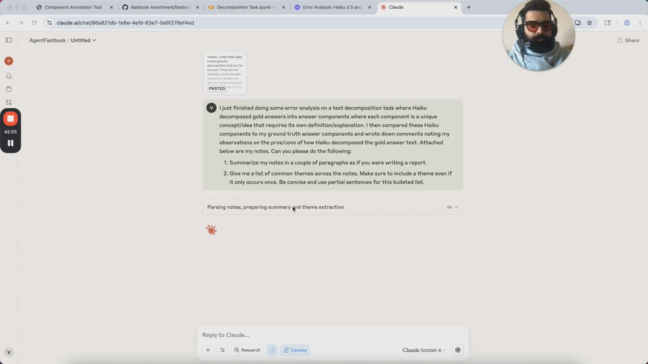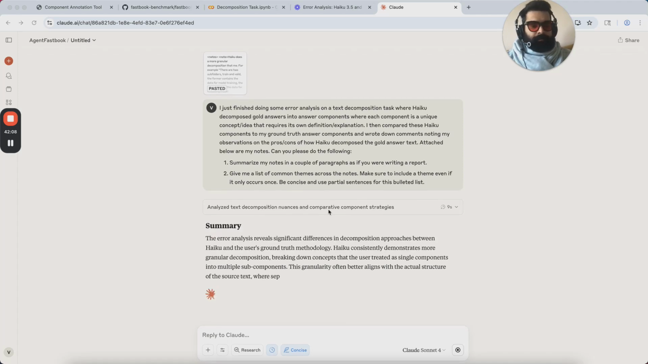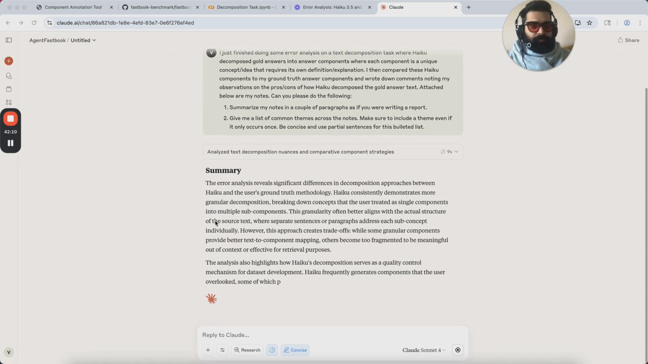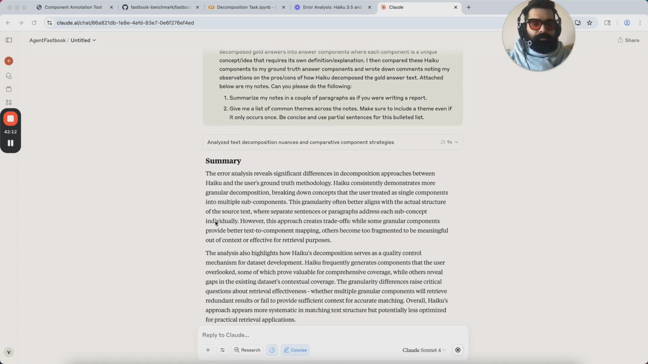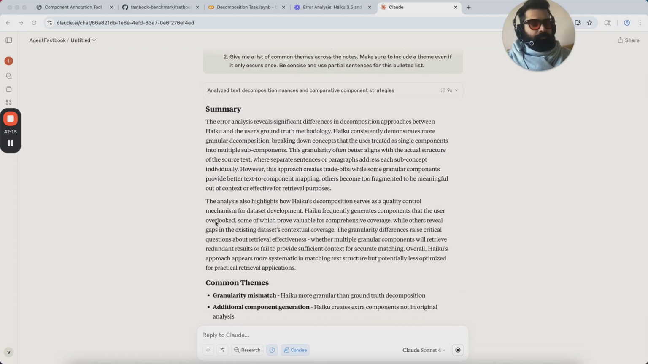Parsing, theme extraction. Okay. Error analysis reveals significant differences in decomposition approaches between Haiku and the user's ground truth methodology. Haiku consistently demonstrates more granular decomposition. That makes sense. Often better aligns with the actual structure of the source text, where separate sentences or paragraphs address each subconcept. However, some granular components provide better text-to-component mapping. Others are too fragmented to be meaningful out of context. Yeah, we saw that for sure.